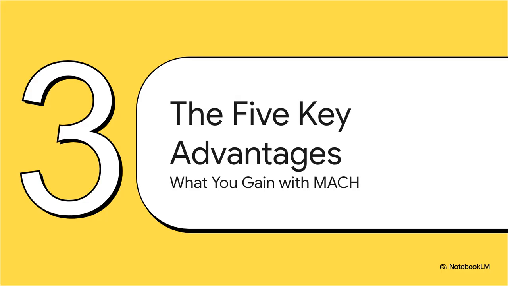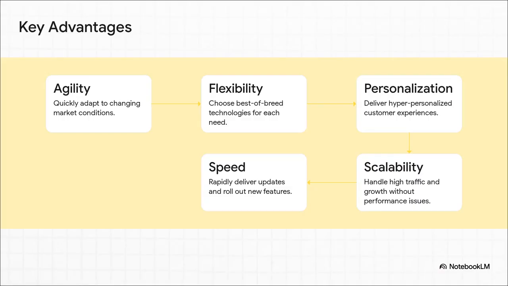So we've covered the what and the why. Now let's get into the good stuff, the real, tangible benefits. What do you actually get when you go with a MACH architecture? There are 5 huge advantages. All right, first up, agility. This means you can react to what's happening in the market in weeks, not years.